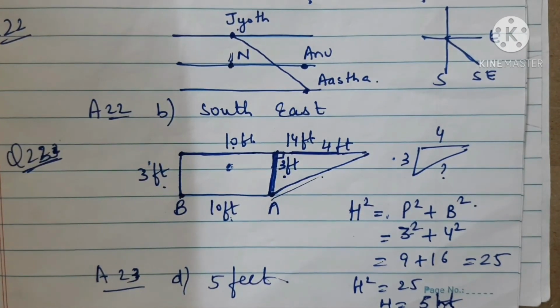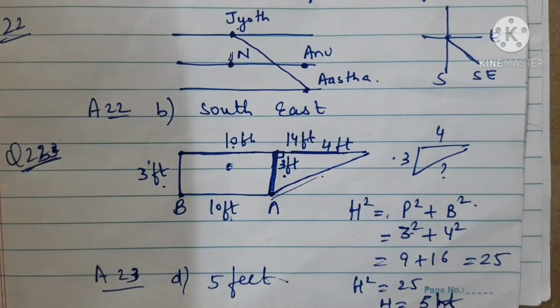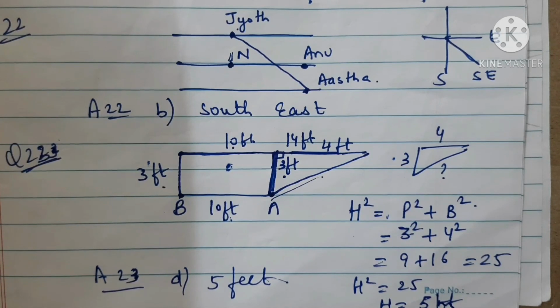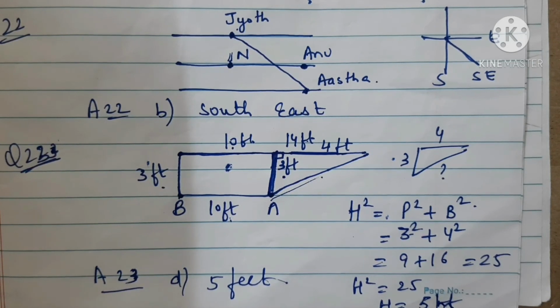Now we have done the questions till 23. The last 3 questions, question number 24, 25 and 26 are homework. Try these questions yourself and this completes your chapter number 6. Thank you so much.